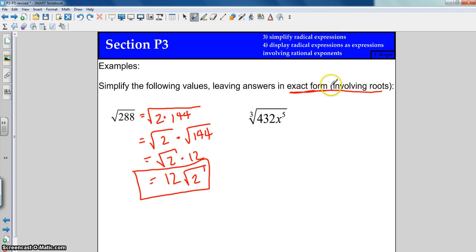The answer in exact form would involve roots. Sometimes you may be asked to give the answer in decimal form, in which case you punch it in your calculator and get a number. But an exact form should involve roots.